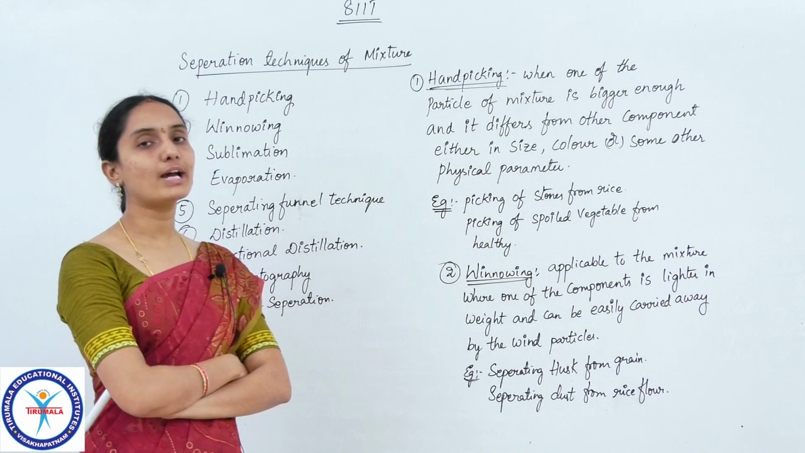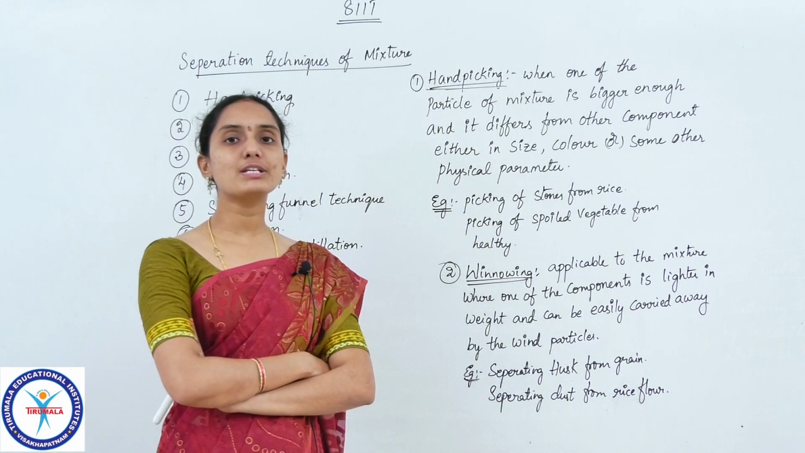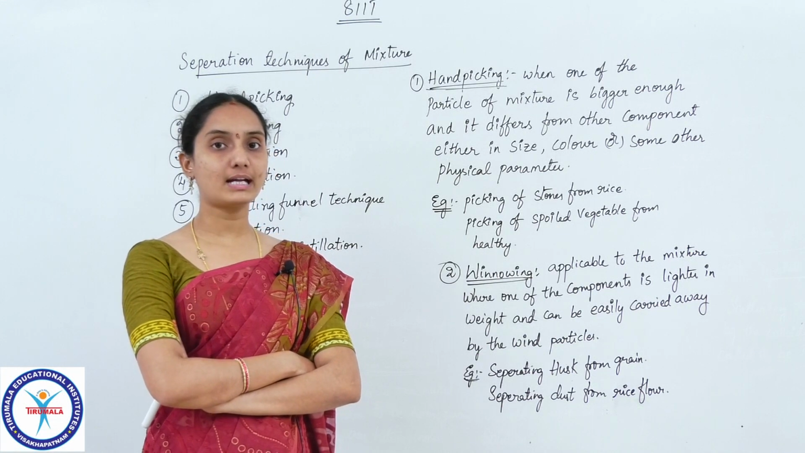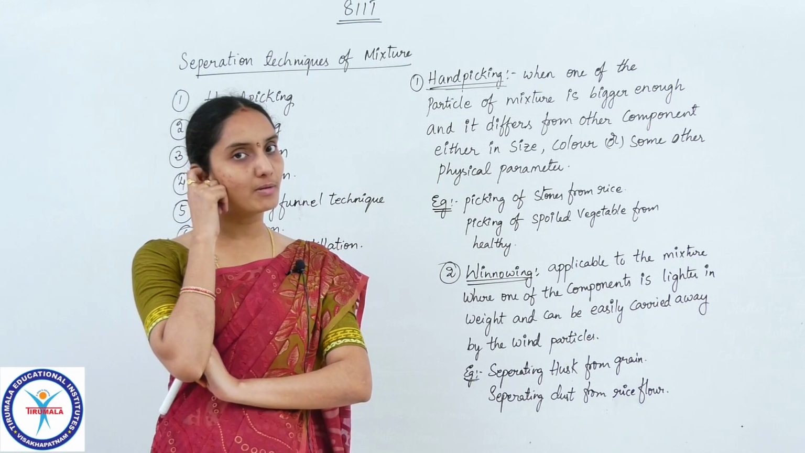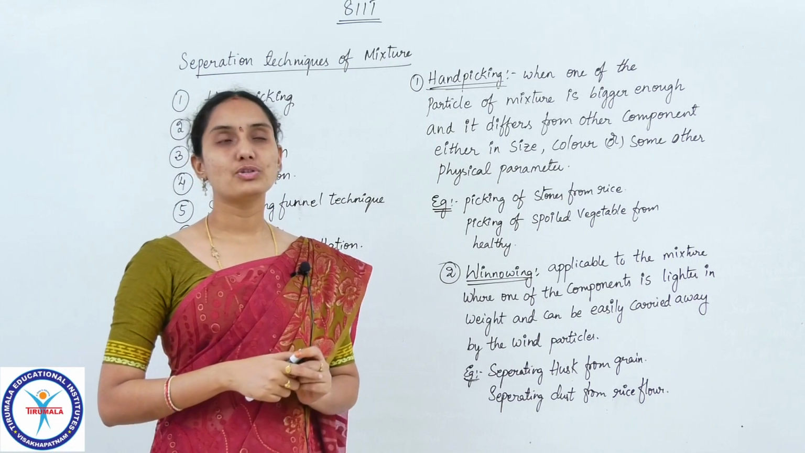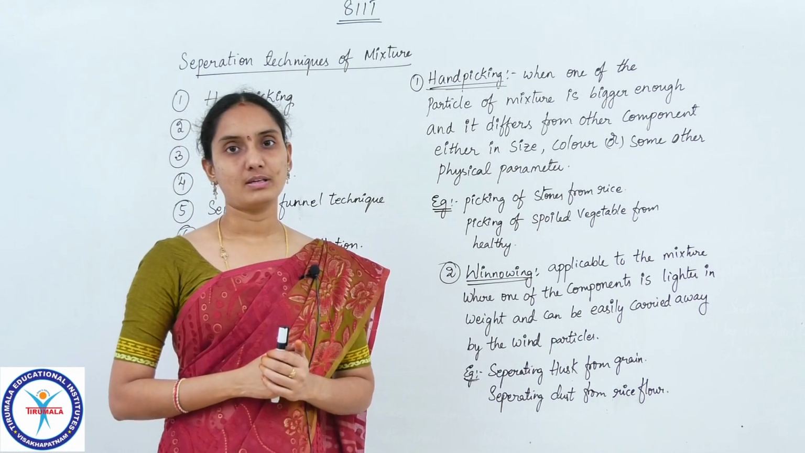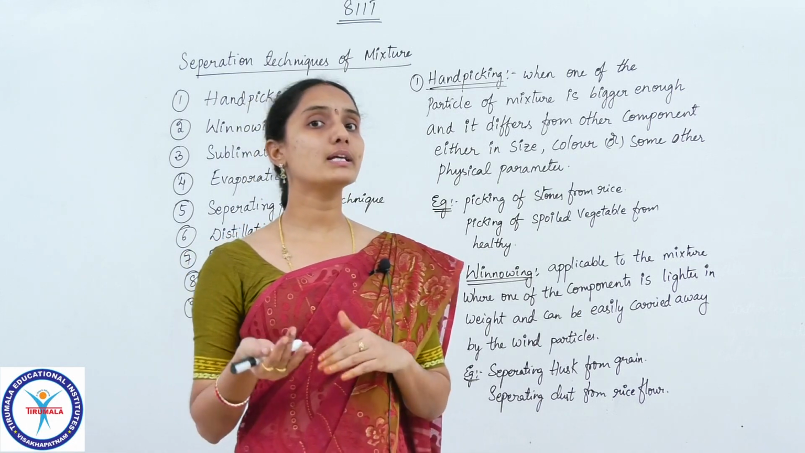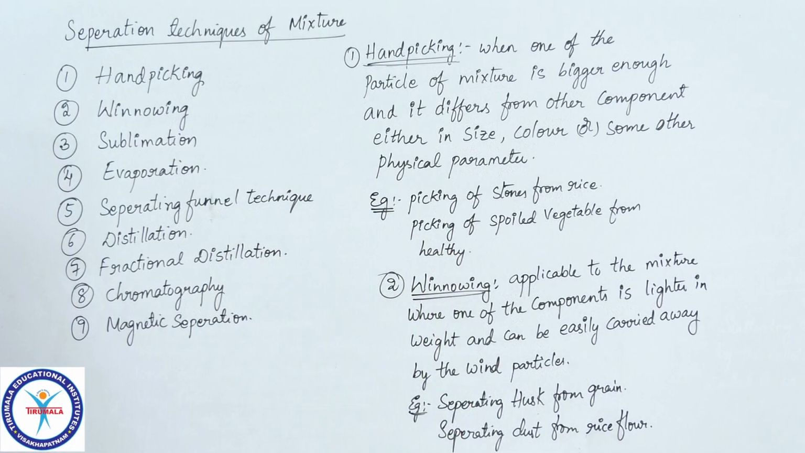We have already defined what sublimation is. Sublimation is the technique where one of the components directly converts from solid form to gaseous form. So whenever you have a mixture where one of the components is sublimable and the other component is non-sublimable.